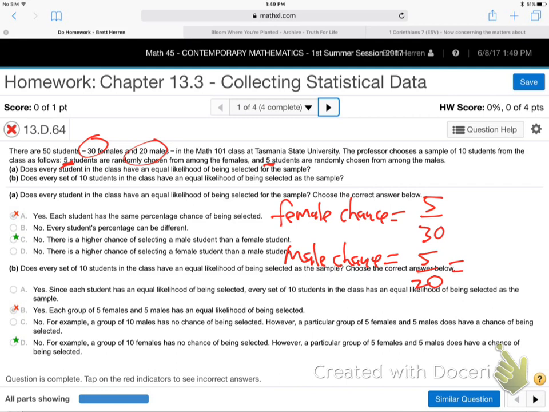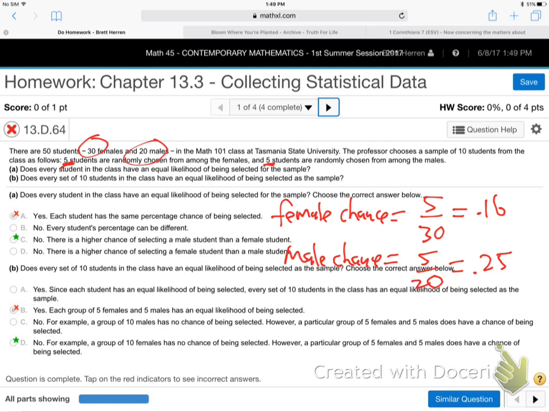So this is higher. This is what, 0.25? And this is, I don't know, what's 5 out of 30? 1/6, whatever that is. What's 1/6 on the calculator? 0.16666, anyway, eventually rounds to 0.17 technically. So it's a lower percentage, right?